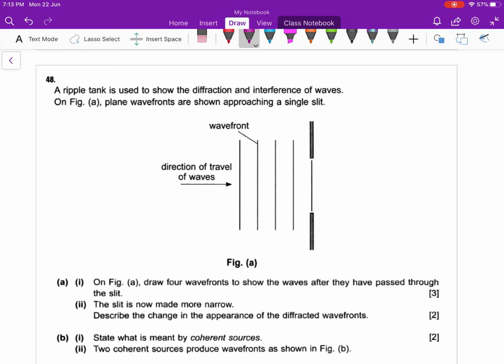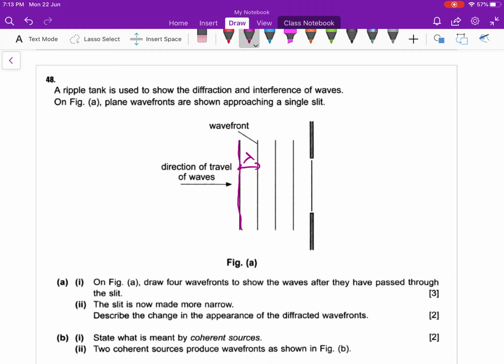Okay, question 48. A ripple tank is used to show the diffraction and the interference of waves. On figure A, plane wavefronts are shown approaching the slit. Okay, so 这些线都是所谓的 wavefront. 线与线之间是我们的 wavelength. So on figure A, draw four wavefronts to show the waves after they have passed through the slit.